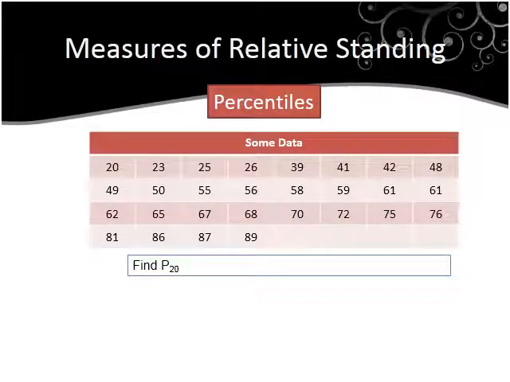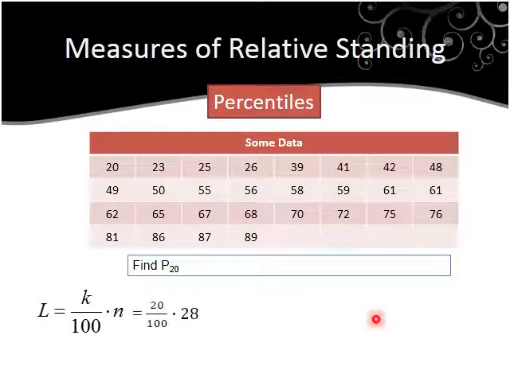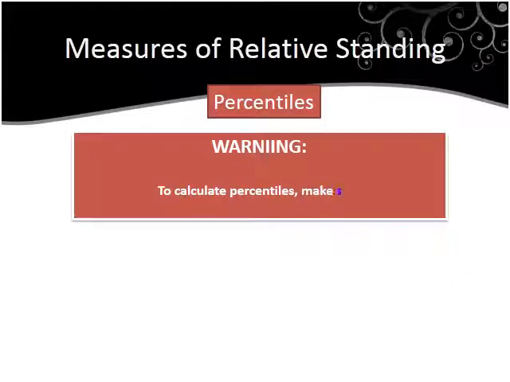Looking at another example, let's find the 20th percentile. So again, we'll start by finding the location. 20 divided by 100 times 28 gives me 5.6. So we're going to round up to 6. That means the 20th percentile is 41. So again, make sure that your data is ordered.